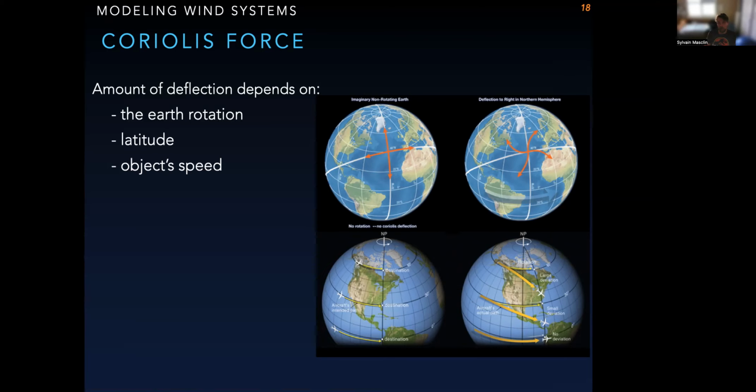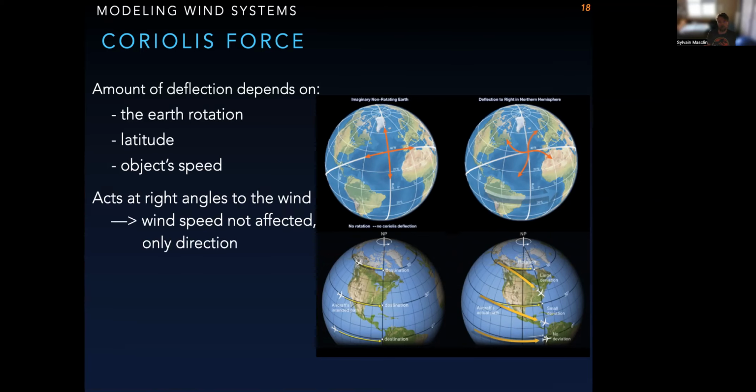However, the Coriolis will not modify the speed of the object, or the speed of the wind. It's changing its direction, in a way that something that should go straight in the northern hemisphere will be moved toward the right. Or again, in the southern hemisphere, things are moved towards the left. And this is caused by the rotation of the Earth.